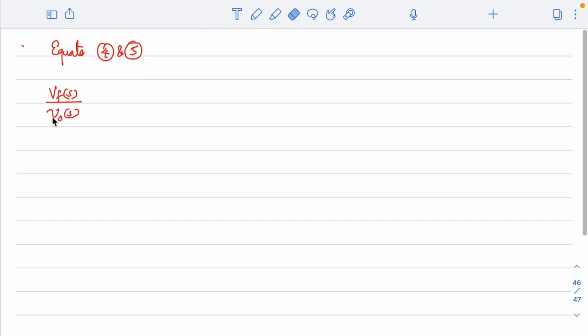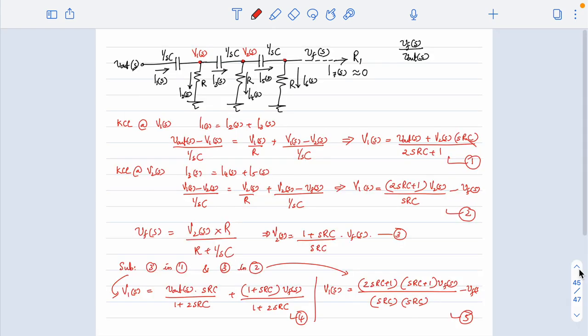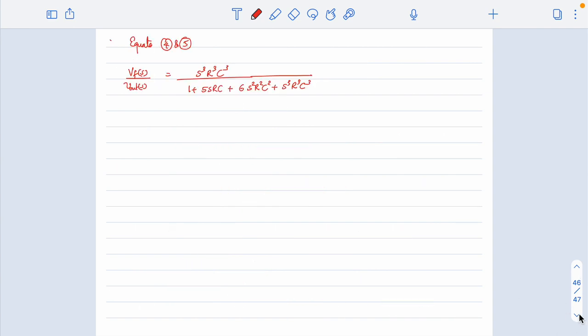So that I am writing here. Vf by V out of s. How can I write that? By solving and simplifying, I'm just giving you the final expression. You can go and check. S cube R cube C cube divided by 1 plus 5 SRC plus 6 S square R square C square plus S cube R cube C cube. This is the expression you will get. So how will you get this? You have to equate these two, and equating and rearranging will give you this expression.